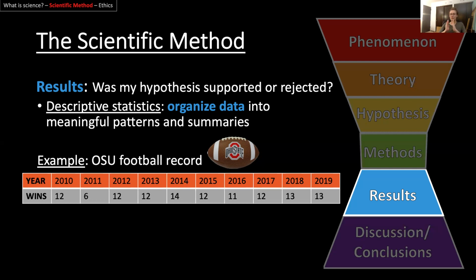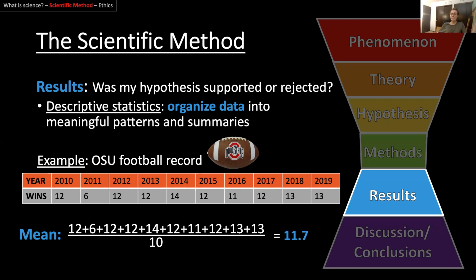So OSU football record. Here are 10 data points. So let's walk through those 3 measures of central tendency. If you wanted to know the mean score, add them all up, divide by how many you've got, and that tells you that on average, they scored about 11.7 wins each year.